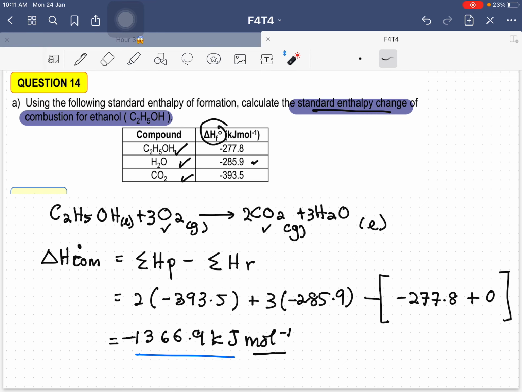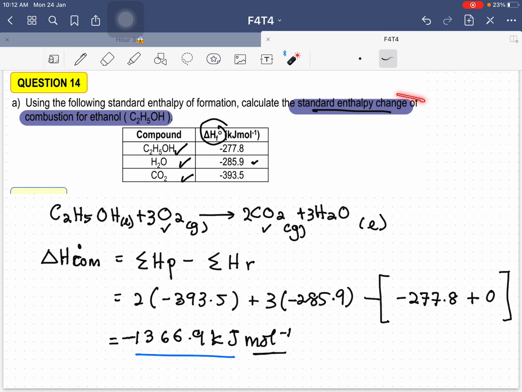Untuk soalan 14A, diberi standard enthalpy change combustion for ethanol is... enthalpy formation of ethanol is negative 277.8, enthalpy formation of water negative 285, and CO2 negative 393.5. And then given this, we need to find the combustion of ethanol. The combustion of ethanol in oxygen produces 2 moles of CO2 and H2O.